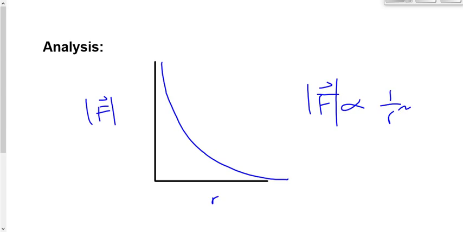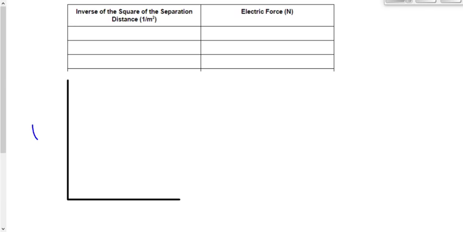Instead of using this curved line graph that's a little bit more difficult to deal with, we're going to change it into a straight line graph. Now, how are we going to do that? Well, if we're hypothesizing that the relationship is F is related to 1 over r squared, then we're going to try plotting a new graph of F versus 1 over r squared. So to do that, of course, we have to create a new table. Force is still the same in the second column, but in our first column, it's now going to be 1 over the separation distance squared.